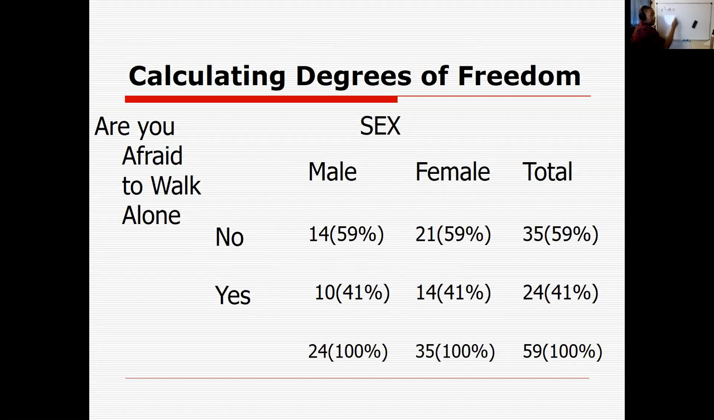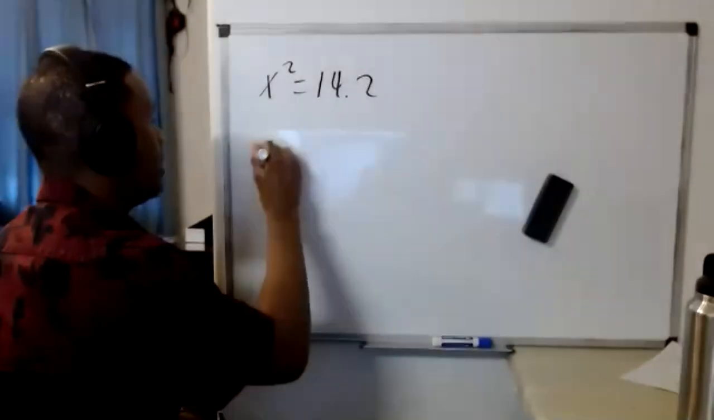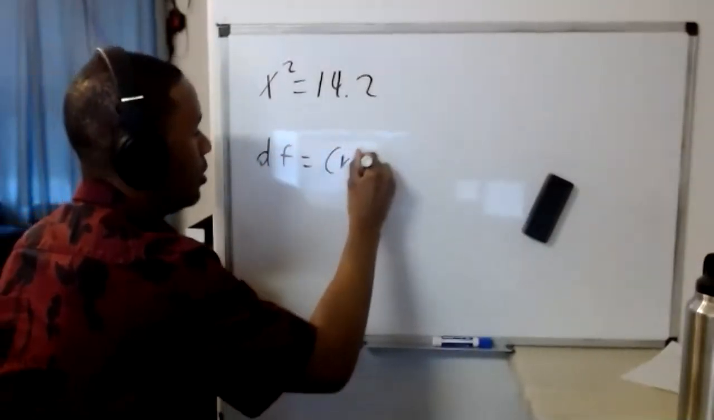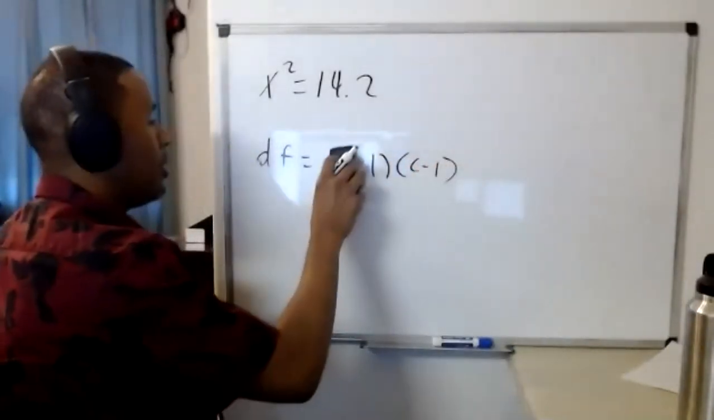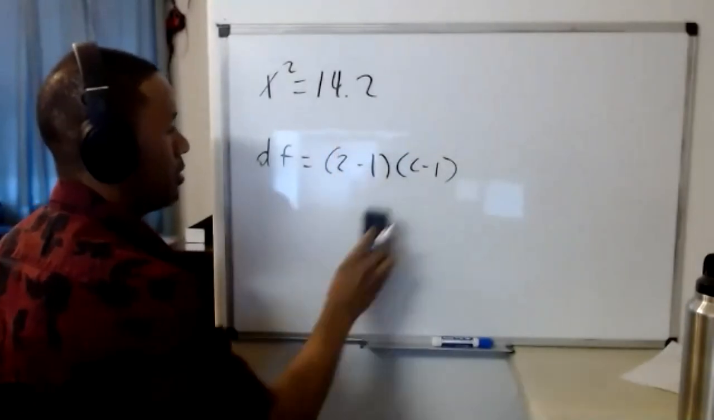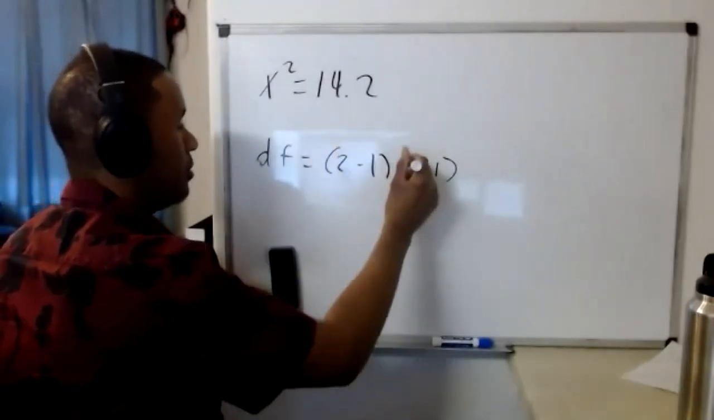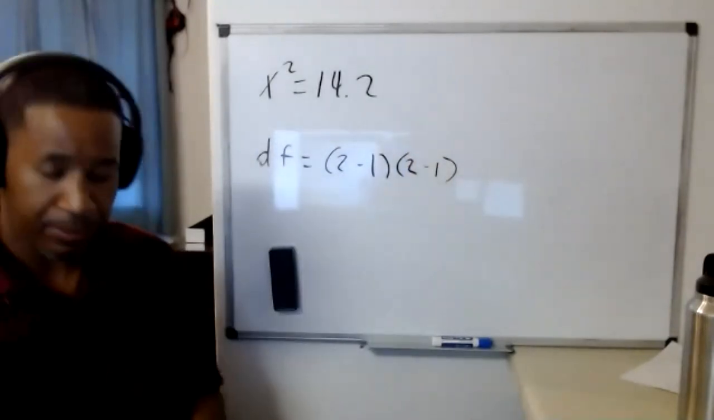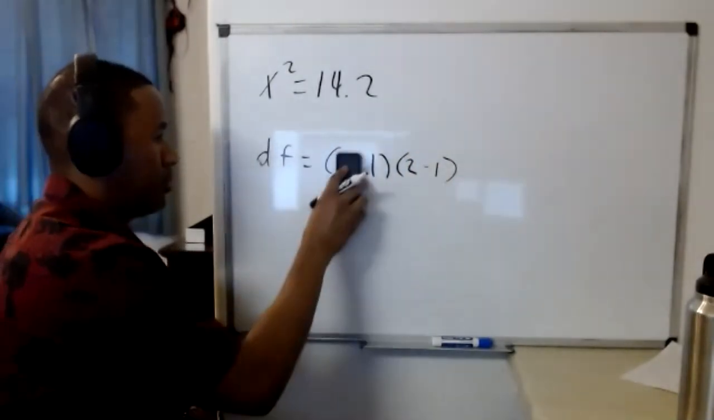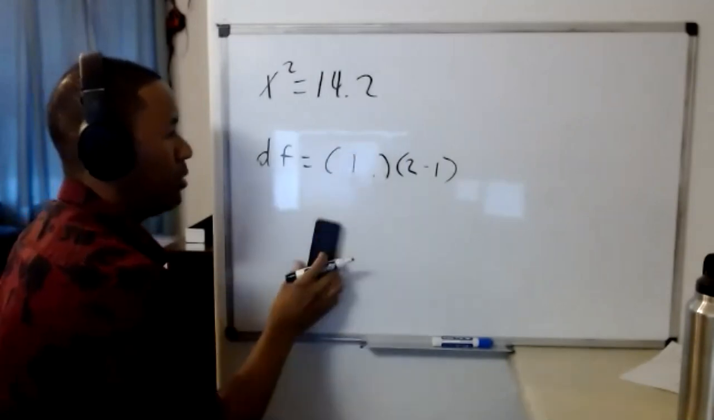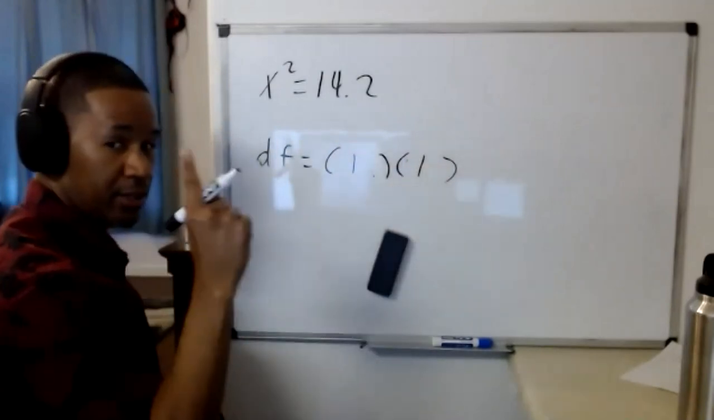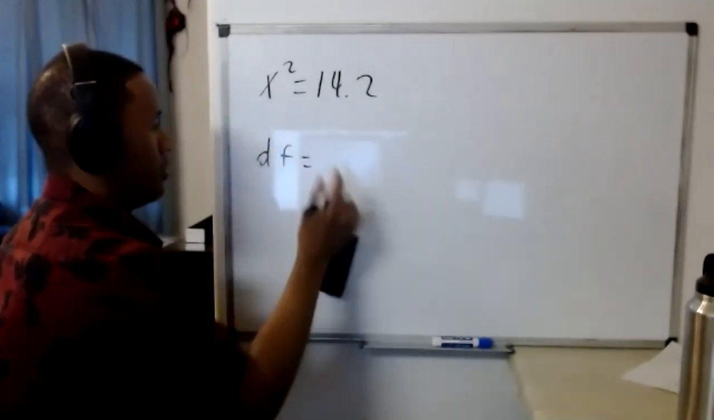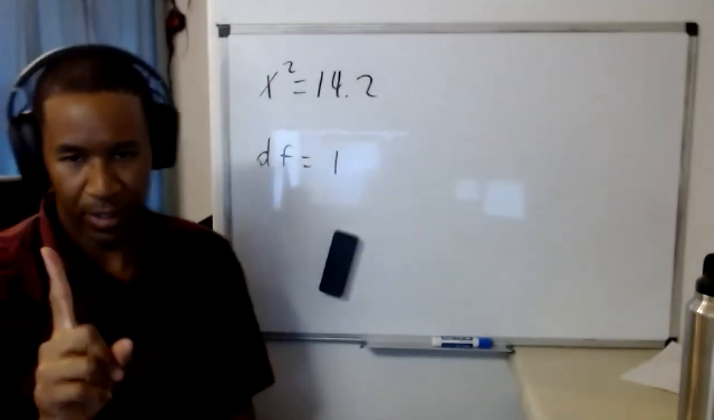Let me do it up here. So we know degrees of freedom is equal to rows minus 1 times columns minus 1. How many rows do we have? 2. How many columns do we have? 2. 2 minus 1 gives us 1. 2 minus 1 gives us 1. 1 times 1 gives us 1. So we have 1 degree of freedom, okay?